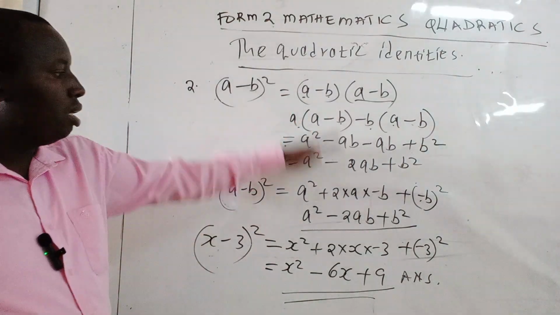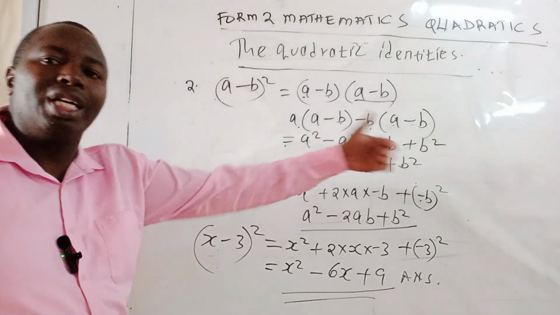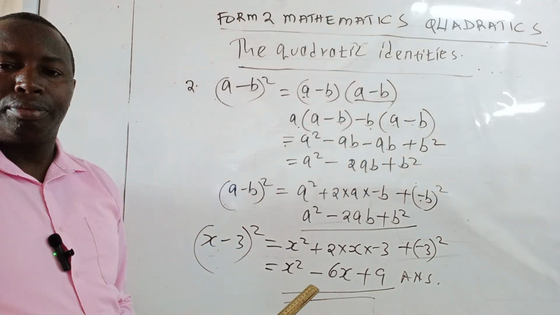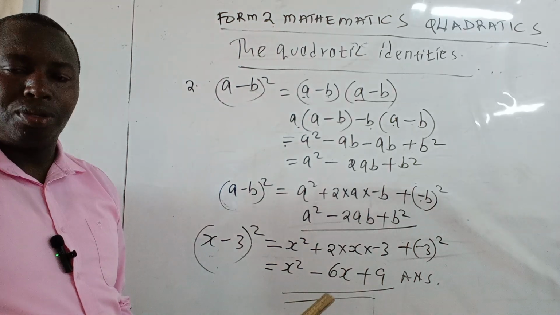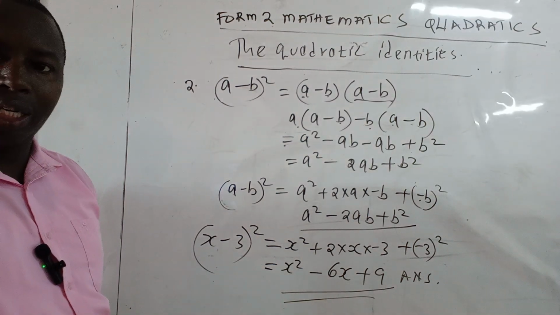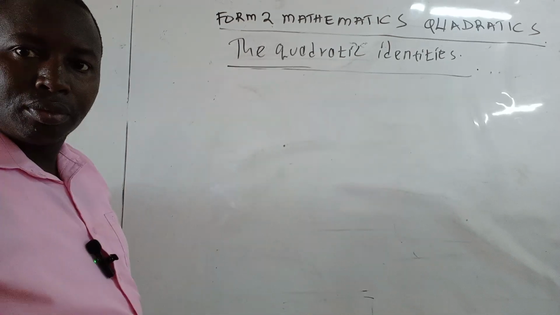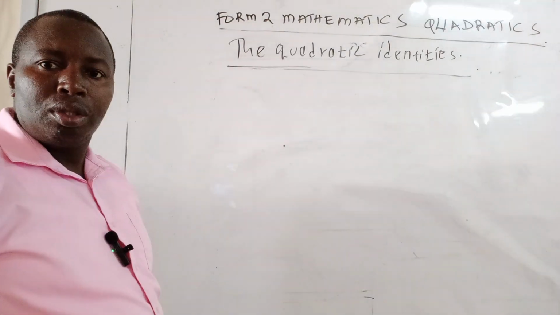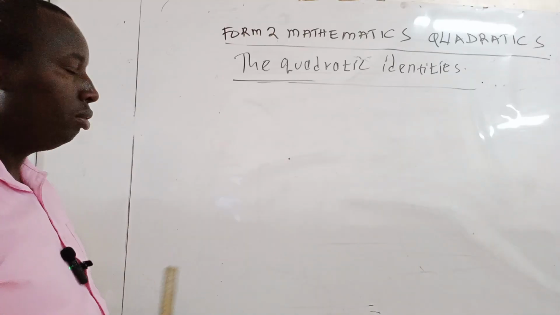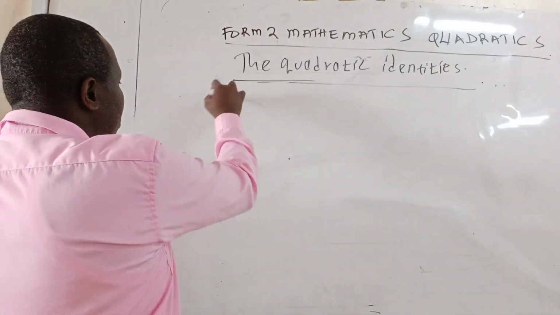So if you're taught to use quadratic identities to expand, you're supposed to use this. That's what you do. So I want us to go to the third quadratic identity. The third quadratic identity is this one.